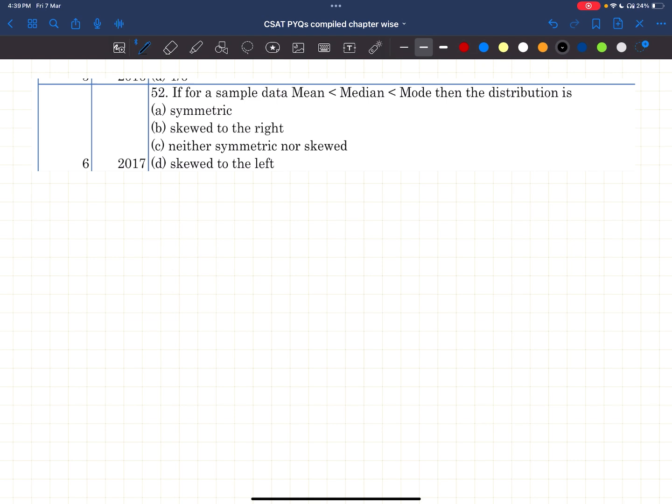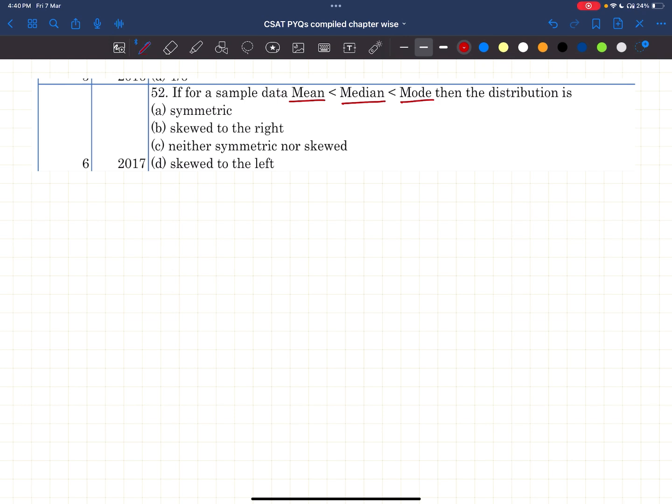If for a sample data mean is less than median, which is less than mode, then the distribution is... This is a conceptual question, friends. I'll try to explain it simply. What is mean? Mean is nothing but the average of all the numbers. Median is when we arrange the numbers in ascending or descending order, whichever is the middle number. What is mode? When there is a range of data, whichever number is repeated many times will be the mode.